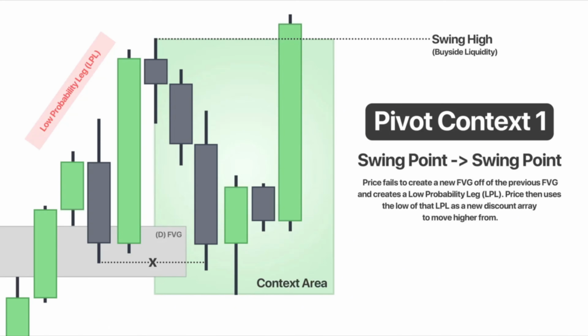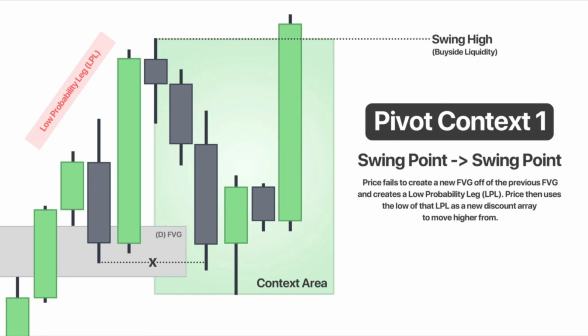order flow. So specifically, pivot context is when price fails to create a new fair value gap off of a previous fair value gap and creates a low probability leg. Price then uses the low of that low probability leg as a new discount array to move higher from. Now let's first understand what a high probability leg is to then understand what a low probability leg is.